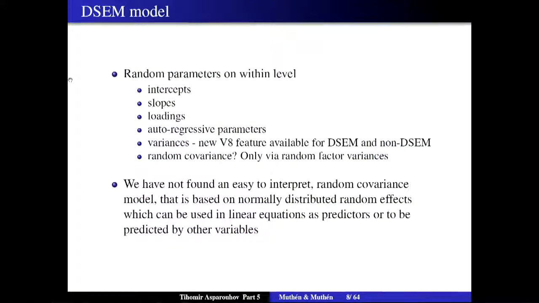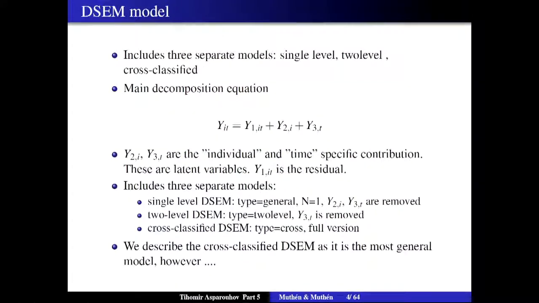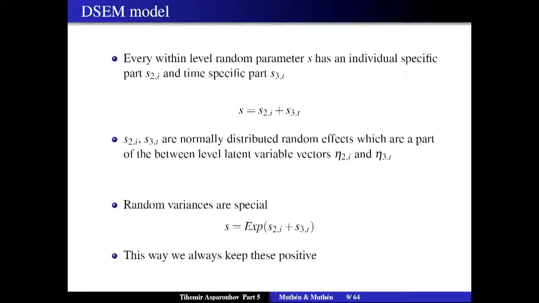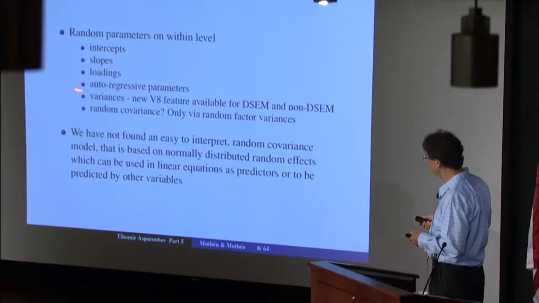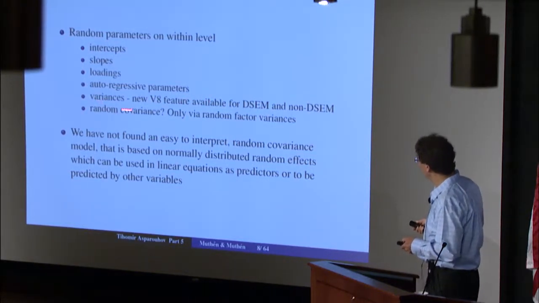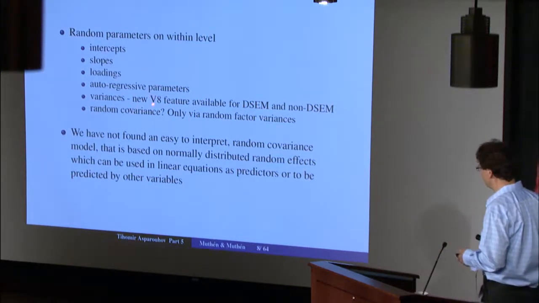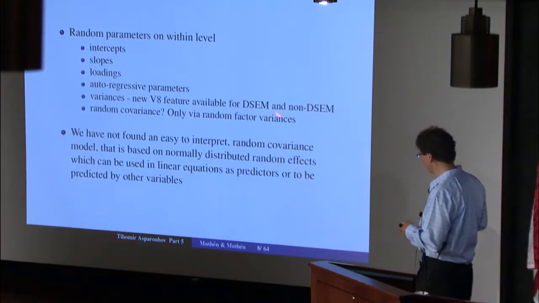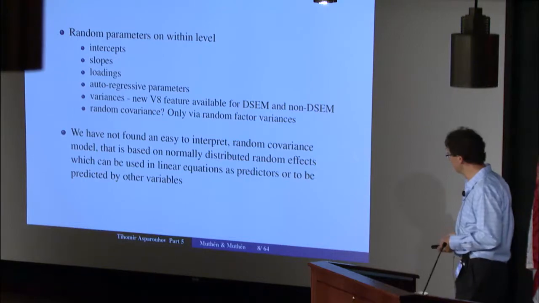In this DSEM model, on the within level, pretty much all the parameters can be random. So we have random intercepts, and these fundamental components are generally considered random intercepts. In addition to that, slopes can be random, loadings can be random, autoregressive parameters can be random, variances can be random now as well, as you heard yesterday, and that's a version 8 feature that's available not just for DSEM models, but we also implemented that for non-DSEM models with the Bayesian estimation.